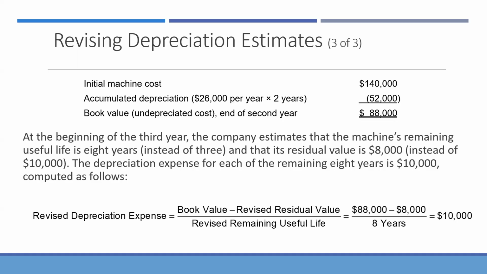So when we change our estimate of what the annual depreciation cost is, we take our net book value minus the salvage value, so we get $80,000. That's our new depreciable cost. And then we divide it by the revised remaining useful life. So we don't care that the total useful life was 10 years. The remaining useful life is 8 years. And so our annual cost is now $10,000.